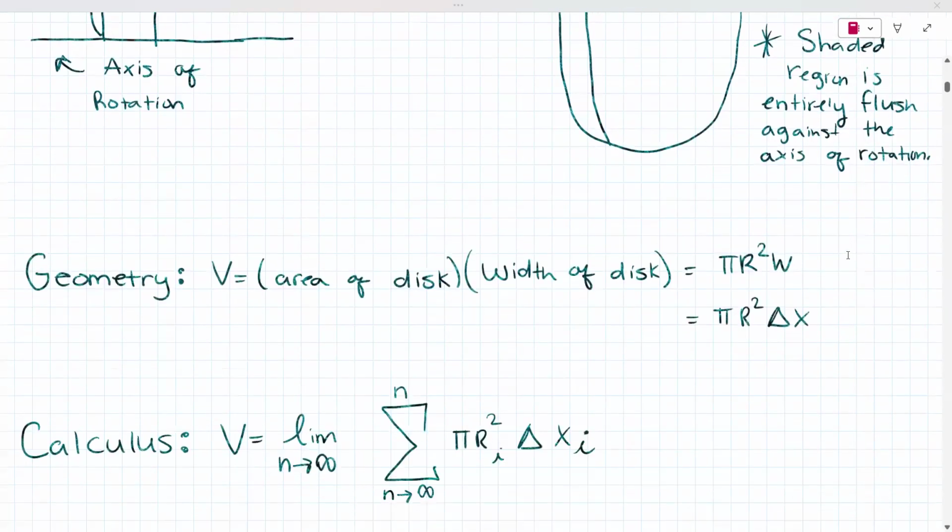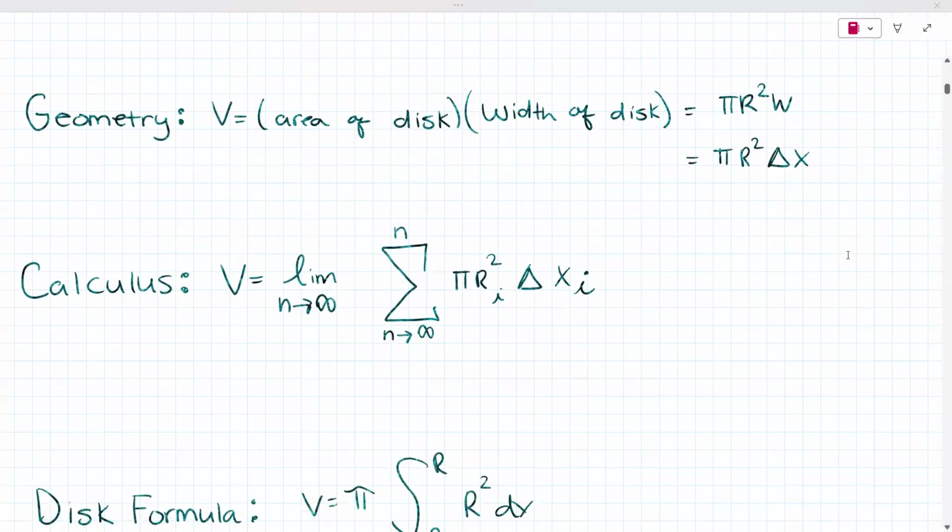So in geometry, we have learned that the volume is equal to the area of the disk times the width of the disk. So it could also be expressed as pi times r squared times w. It can also be expressed as pi times r squared times delta x.